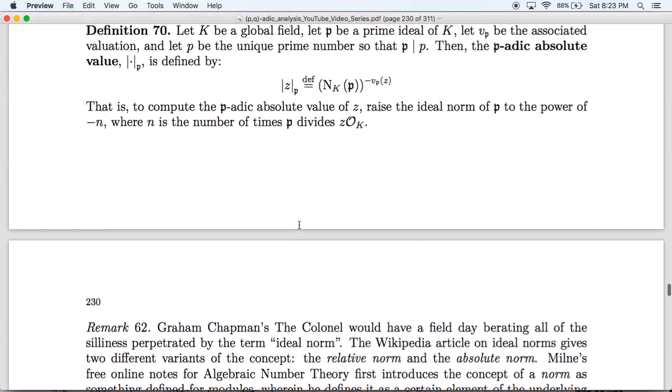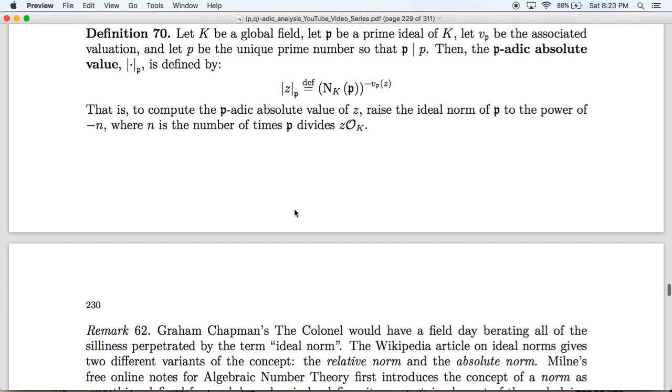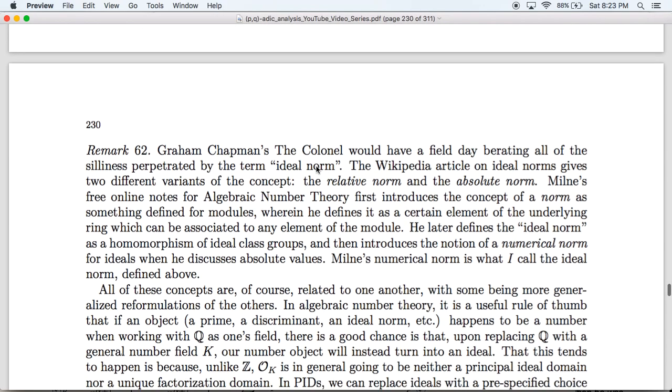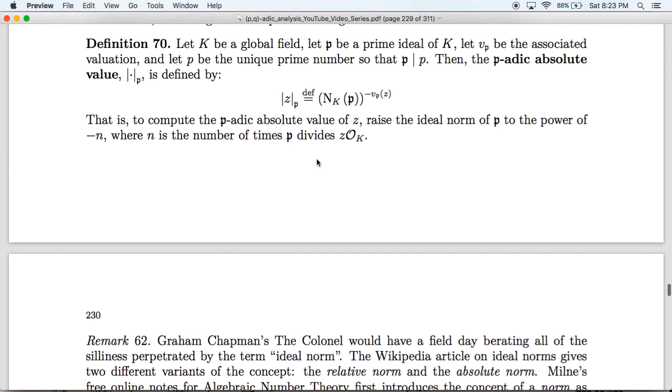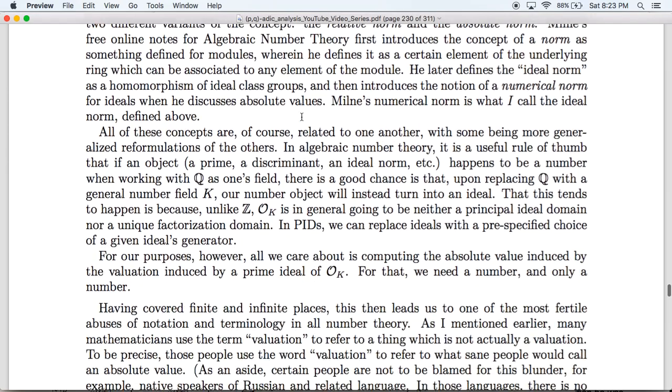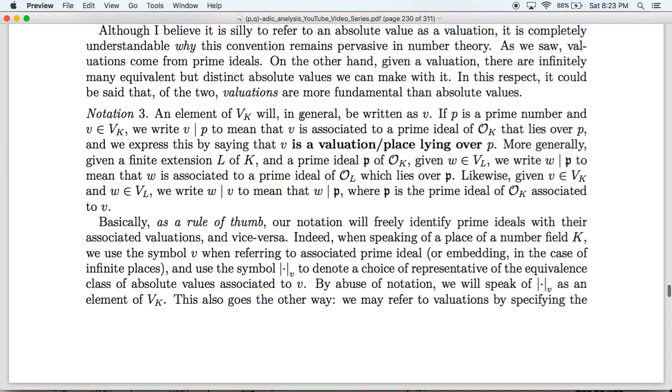The one thing you can rely on is that this abuse will occur almost always when talking about subscripts. I will never write v of z, meaning v applied to z, except when v is a valuation rather than an absolute value. In this case, as I said, the symbol v, the absolute value, will be our way of representing our choice of a representative element of the equivalence class associated to the place v. By an abusive notation, I'm then going to speak of this absolute value as being an element of V_K.